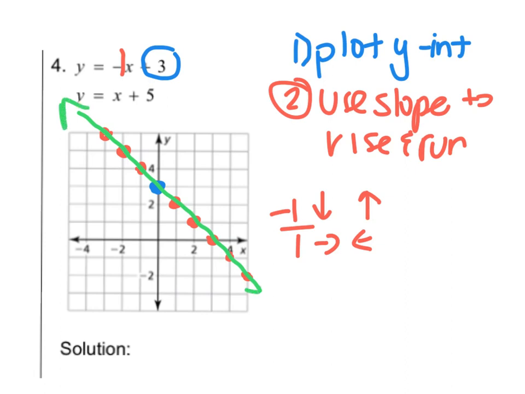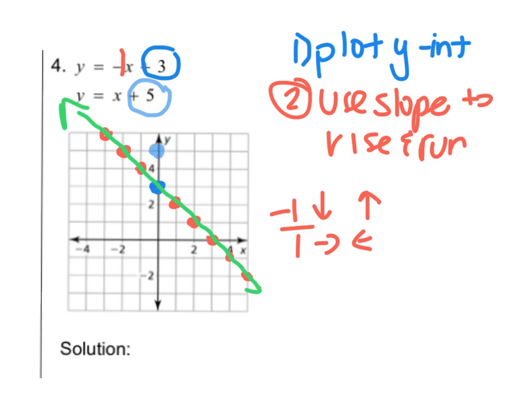So I'm going to do the same thing for my second equation. I'm still going to use the same colors, but a little bit different shades. So I have a little bit lighter blue that I'm going to use to plot my y-intercept, which is positive 5. So 1, 2, 3, 4, 5. I'm going to put a point here.